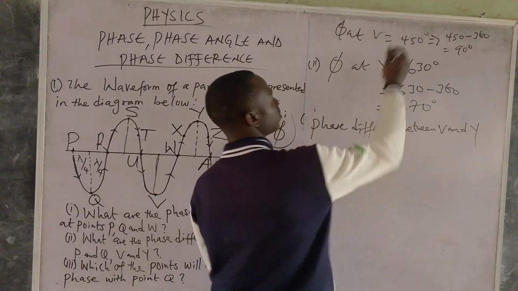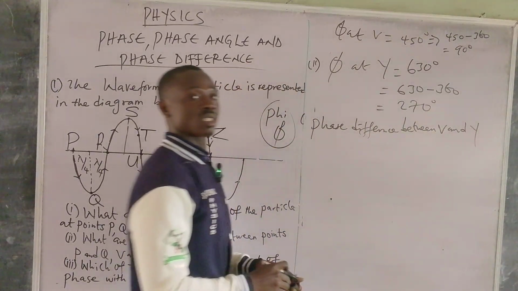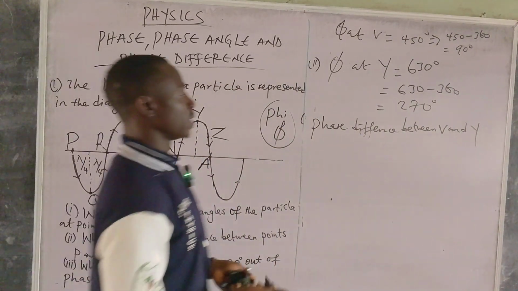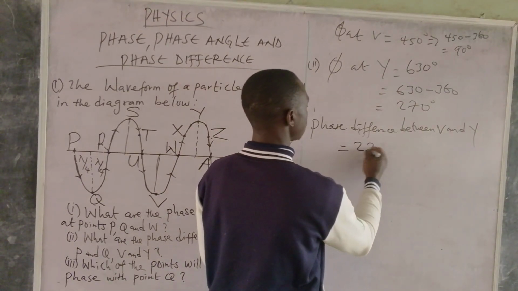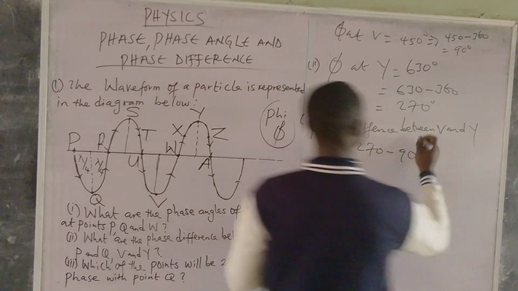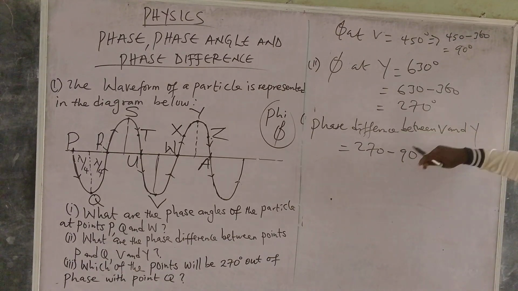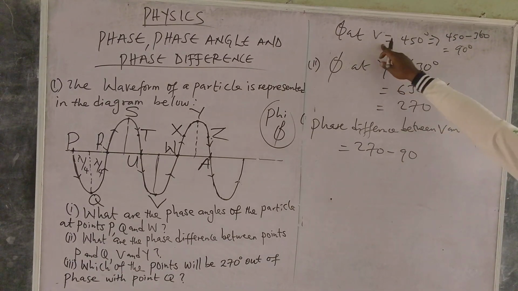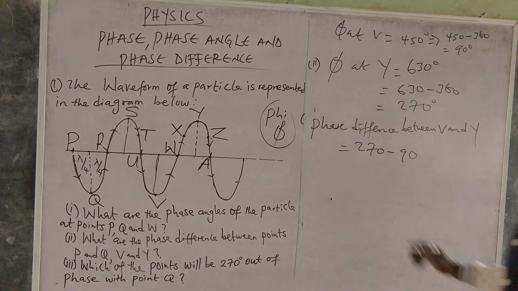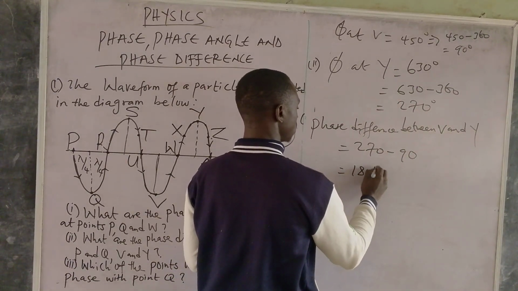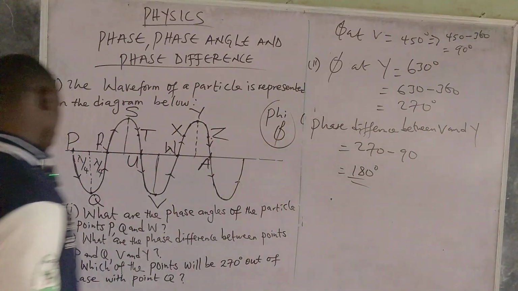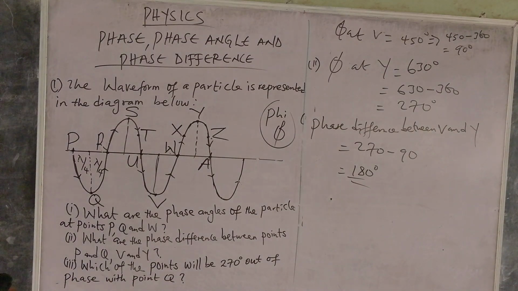So anytime you have a number more than 360, which is a complete oscillation, all right? So this is going to be 270 now minus 90, because definitely the phase angle at Y should be more than that at V. So 270 minus 90 will give me 180 degrees. So that's the phase difference between V and Y.